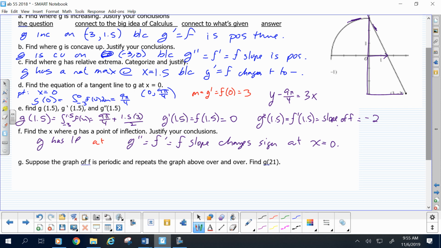All right, this is a hard one, and I'm going to let you think about this for a minute. Those of you guys that are killing the class, maybe this will challenge you a little bit. I had about 3 people get it in BC, and so we'll see how you can do it, okay? Suppose the graph of F is periodic. So in other words, it repeats this pattern. Semicircle line, semicircle line, semicircle line. Over and over again. Find G at 21. Figure it out.